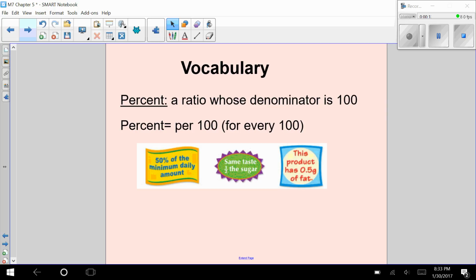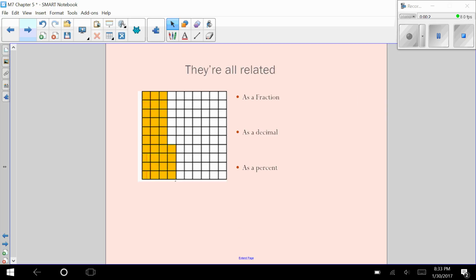A percent is a ratio whose denominator is 100. The percent means per 100, or for every 100. So we can write percents, really, as fractions, decimals, or percents.